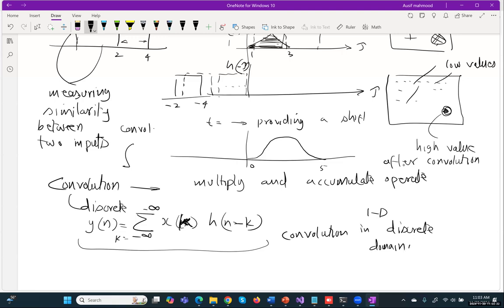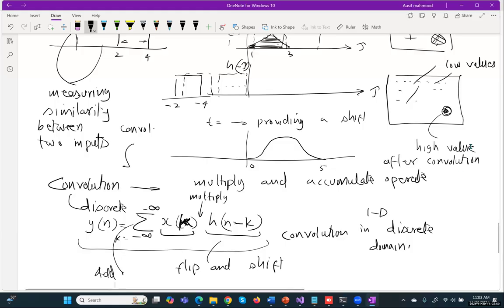Okay, so again, what does this mean? Flip and shift, right? And what are we doing over here? We're multiplying. You guys agree? This is being multiplied with this, right? And then what does this mean? Add. Okay, so let me give you a quick example so that you understand the discrete convolution.